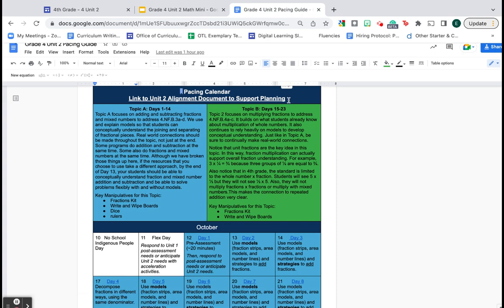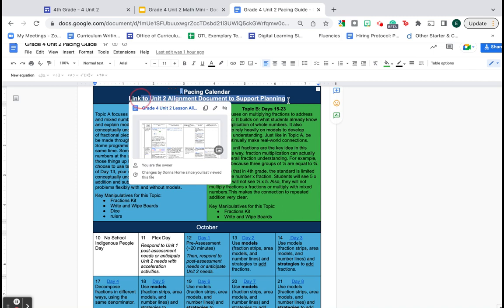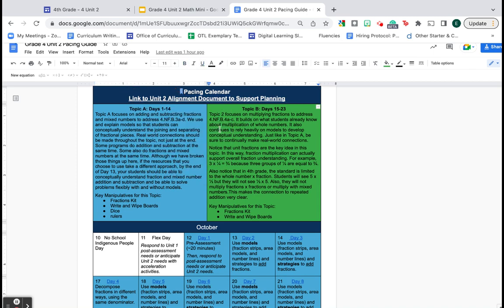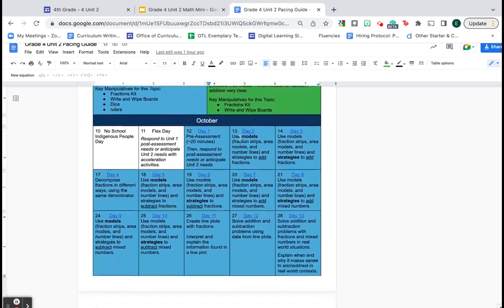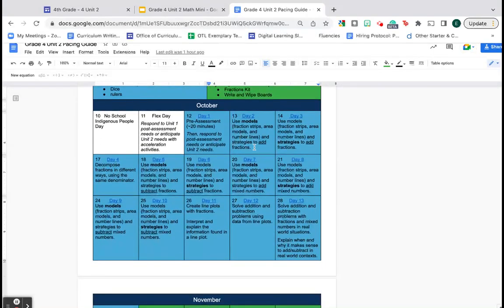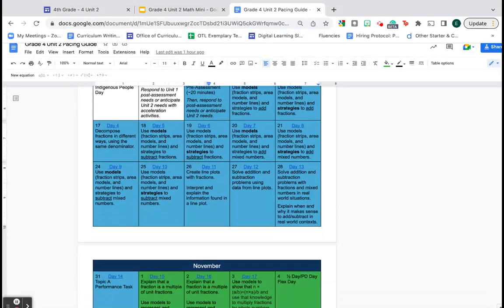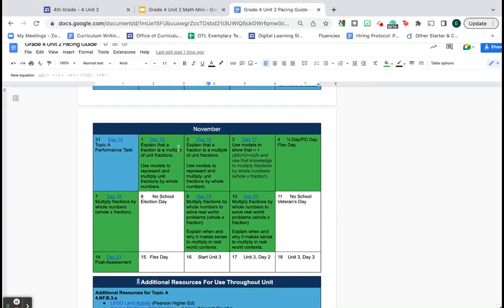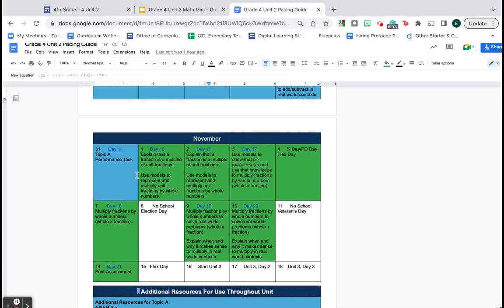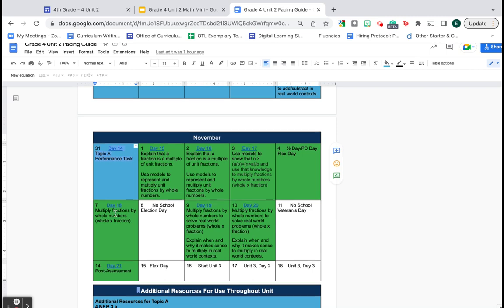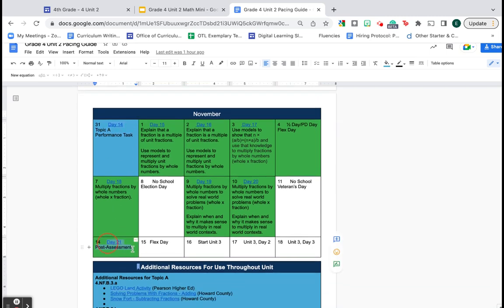Just a reminder, at the top of your second page of your pacing guide is an alignment document. That will be really helpful for your planning. And once again, we have summaries. Topic A, adding and subtracting. Topic B, multiplying. Topic A takes up the second half of October, and then topic B takes up the first half of November. Topic A ends with a performance task. Topic B ends with a post-assessment.